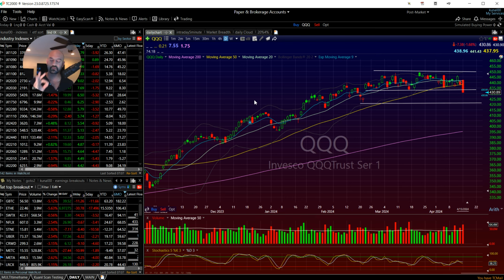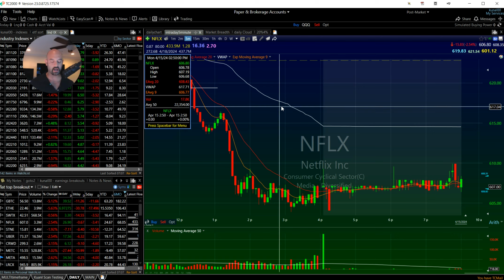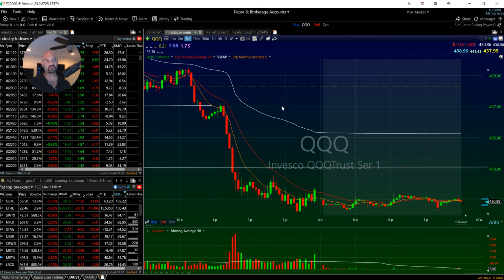Remember, when the market is under the 50-day moving average, you get a lot of gaps. The VIX tends to rise, your overnight holds tend to fail, and breakouts will fail, all this kind of stuff. And so this is classic distribution action. If you look at the intraday chart on the QQQs, this is how distribution works.